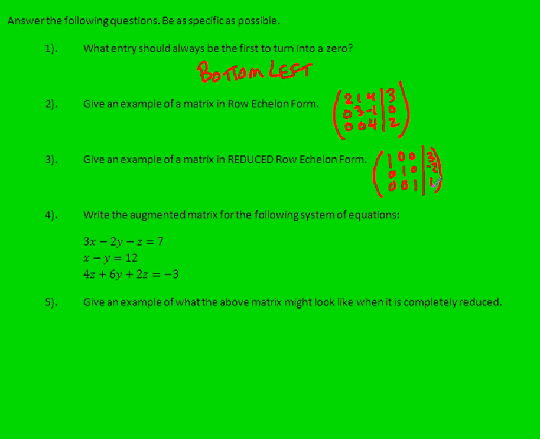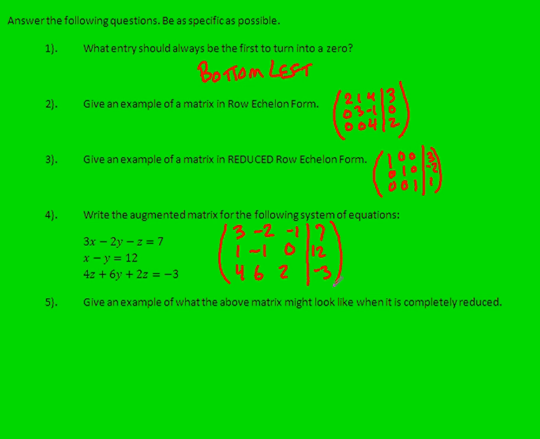Okay, now to actually write a matrix for this, we just take the coefficients. So for the first one, you got 3, -2, -1 with 7 in the augmented column. 1, -1, there are 0 z's, so we put 0 in that column. 12 in the answer column, and then 4, 6, 2, and -3 for the last column.